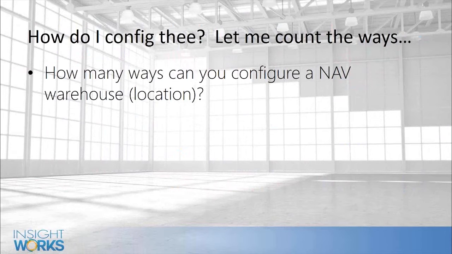The question again I'd like to ask interactively is, how many ways can you configure a NAV warehouse location? And by that I mean, if I go in, do I have two options, basic and advanced, right? Which is what a lot of people sort of dumb it down to. Or do I have multiple options?